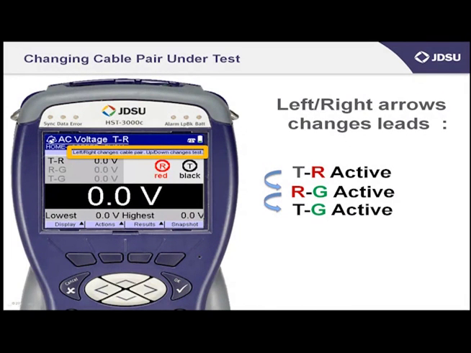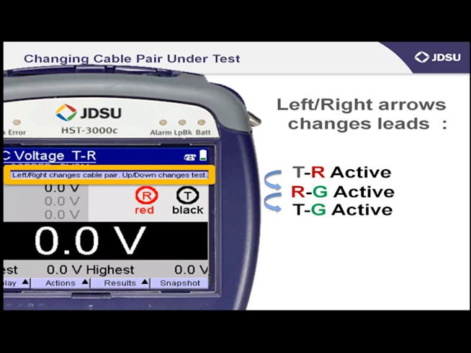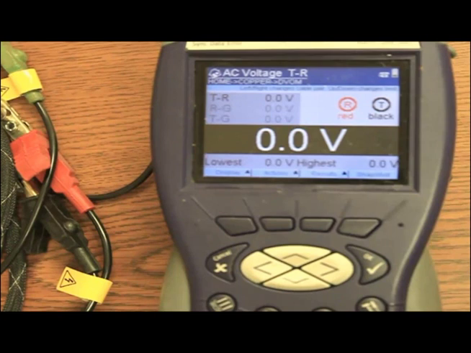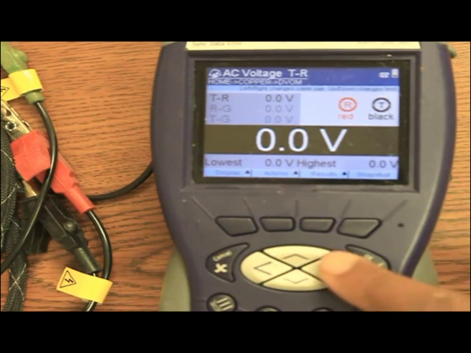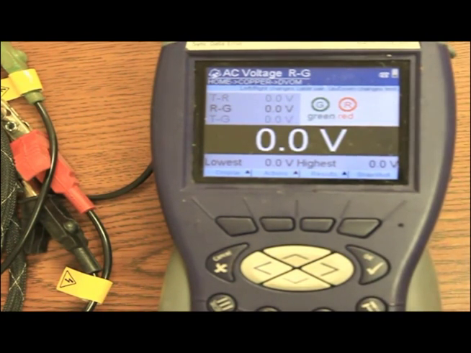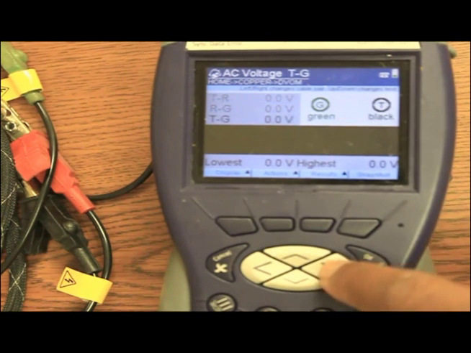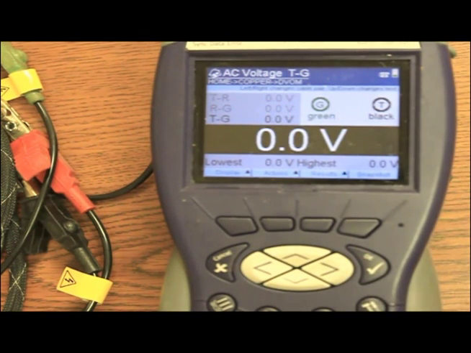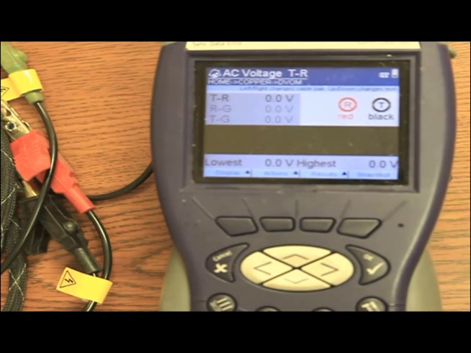Near the top of the screen, in light blue shown here, there are 2 phrases: left and right changes the cable pair, and up and down changes test. We'll start with the first one: left and right changes cable pair. That means if you press the left or right arrow, the cable pair you are testing changes. So let's try that. If I press the right arrow, the lead combination moves from tip to ring to ground. Pressing the right arrow once again moves to tip to ground. Pressing right arrow once again cycles back up to tip and ring.